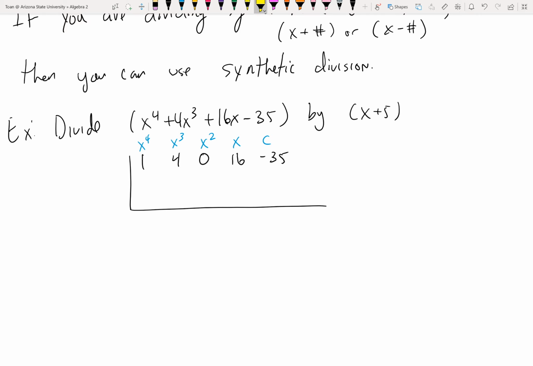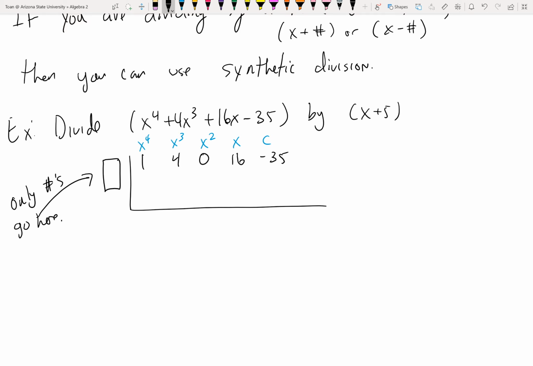Now remember when we did synthetic substitution, we were always putting a regular number out here. I don't give you a number, I give you a factor. So that's something super important here. Only numbers go here.